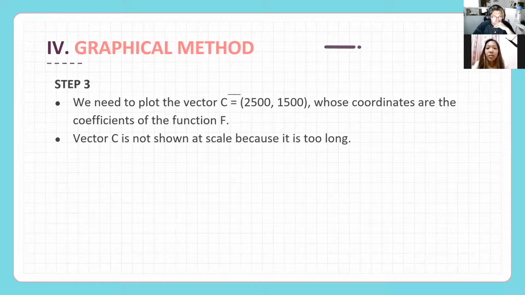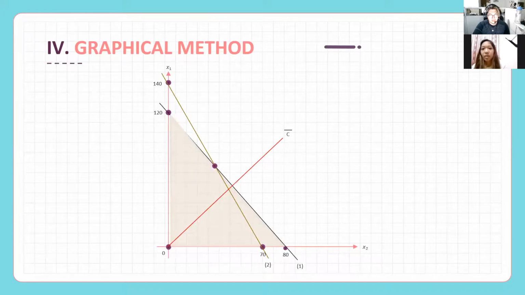Step 3, we need to plot the vector c equals 2,500 and 1,500, whose coordinates are the coefficients of the function f, and vector c is not shown at scale because it's too long. For the graph of step 3, the red straight line is the vector c. Then the dot in the middle of the two lines is where they meet, which is why there is a dot.